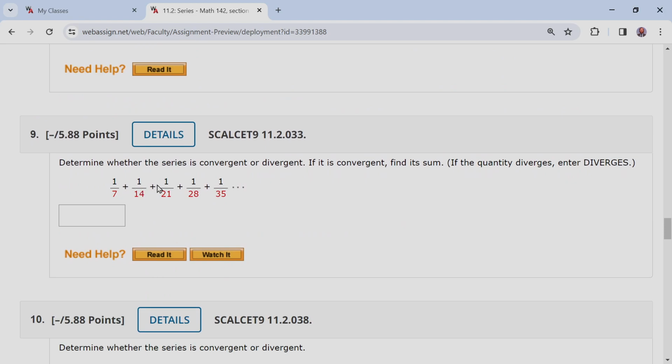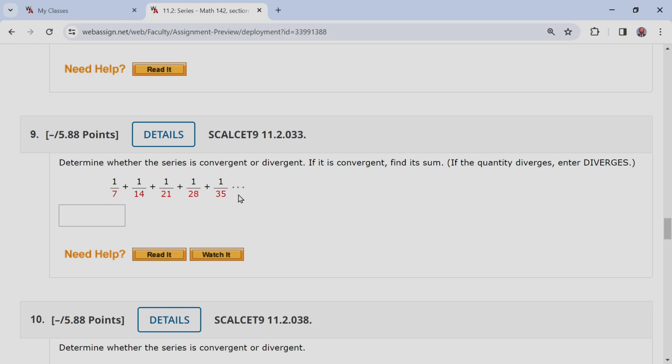Okay, number 9. Is this going to be geometric? A half, a third, a fourth. Oh, this is not geometric, but check it out. If you divide the 1/7 away, you'll get a 1 plus a half plus a third plus a fourth plus a fifth. That is the harmonic series.